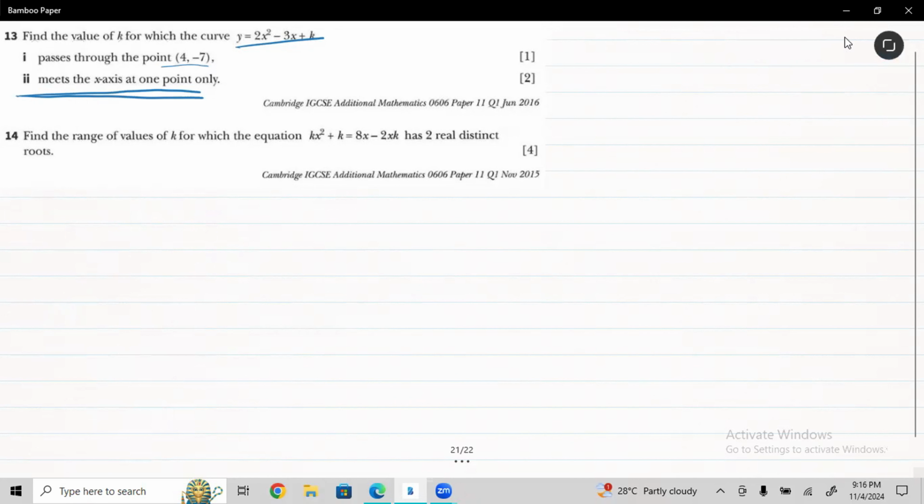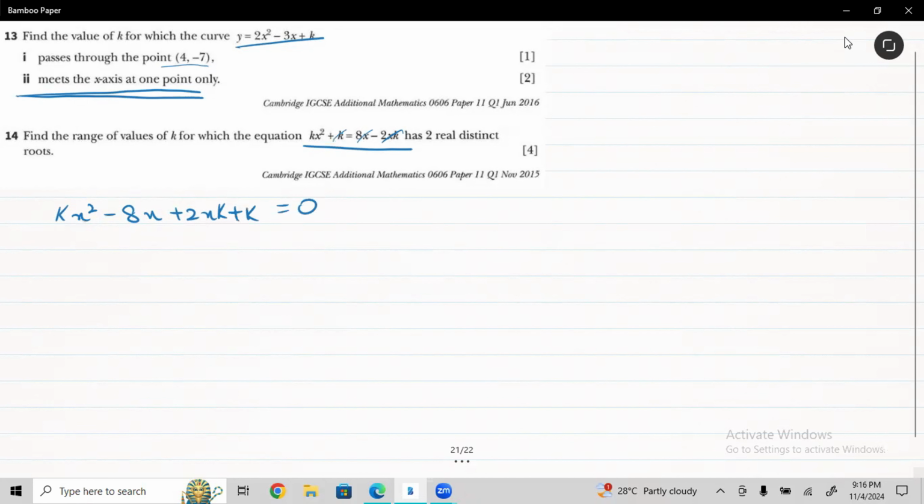For question number 14, we have: find the range of values of k for which the equation has two real distinct roots. So again, really simple. What they've told us already is that we have the equation kx squared minus 8x plus 2xk plus k is equal to 0. Just rearrange that equation.